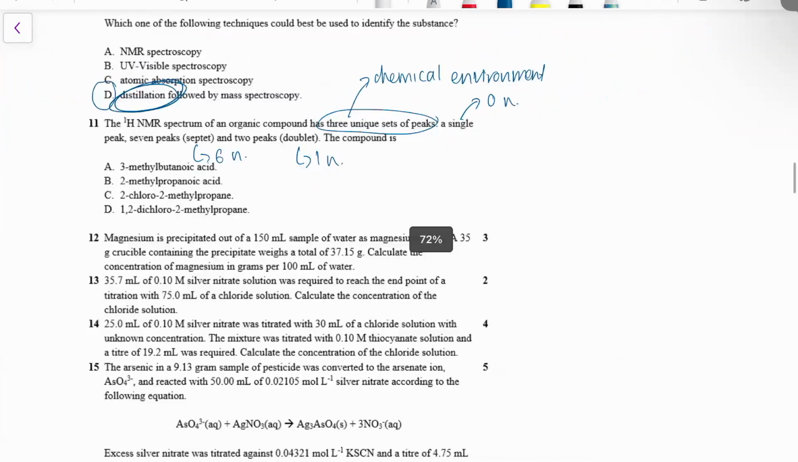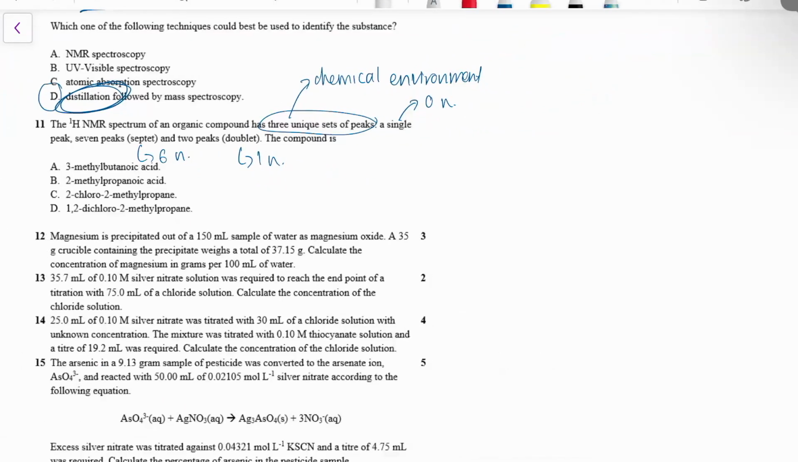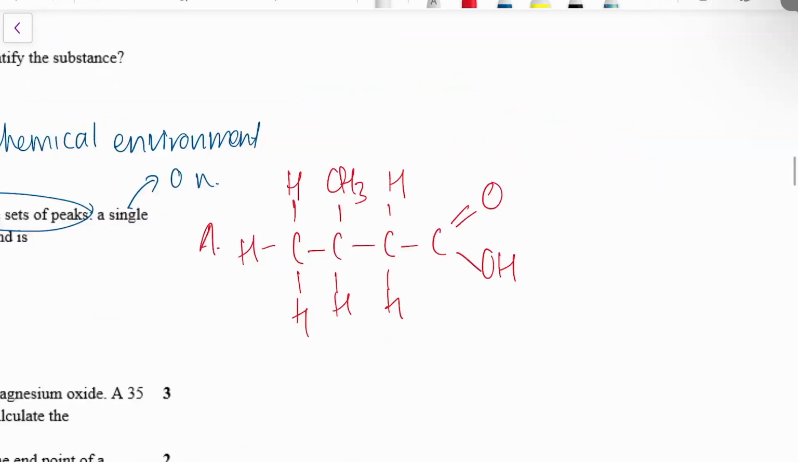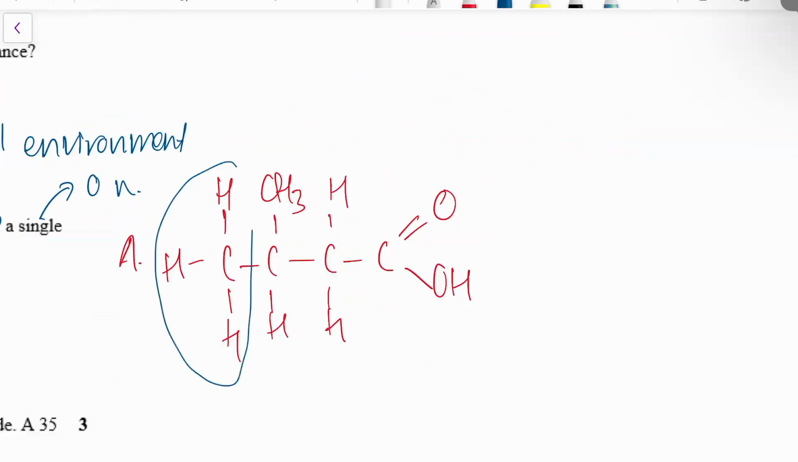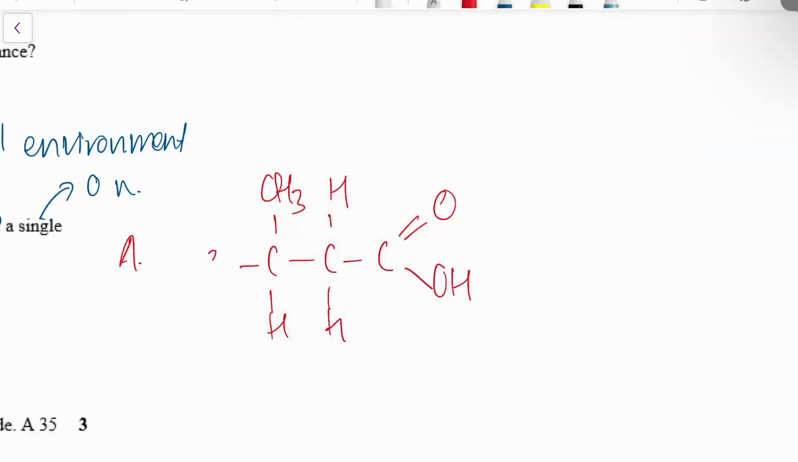How do we draw 3-methylbutanoic acid? 4 carbons, 2, 3, 4, and then that's double bonded to OOH. And then from right to left is methyl. And then fill the rest in with hydrogen. I'm going to condense this one into a CH3 as well.